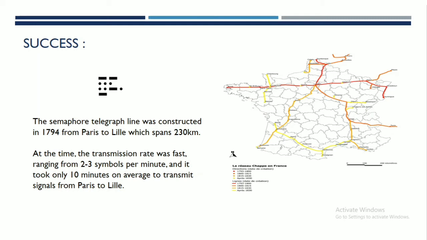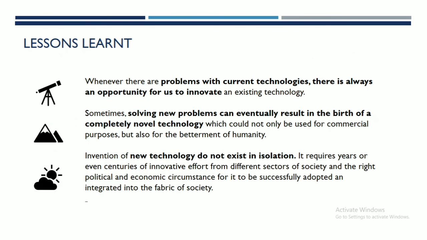The success of the semaphore telegraph line enabled a transmission rate of around 3 symbols per minute, and the line from Paris to Lille spans around 230 kilometers. It only took around 10 minutes to transmit a signal on average.